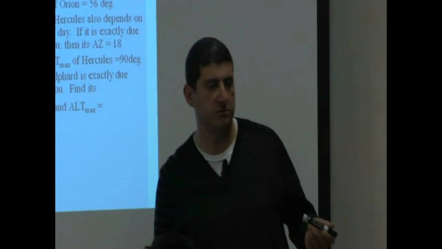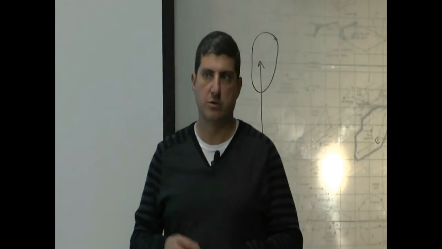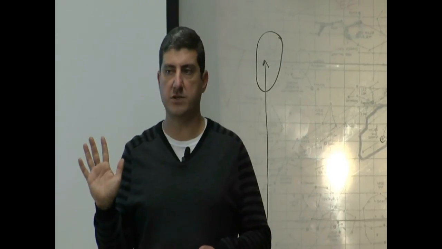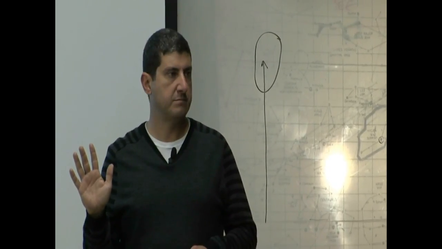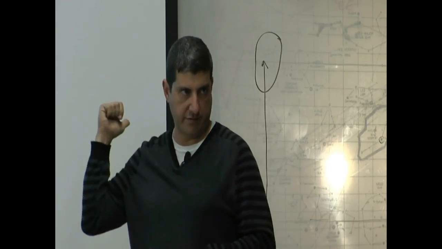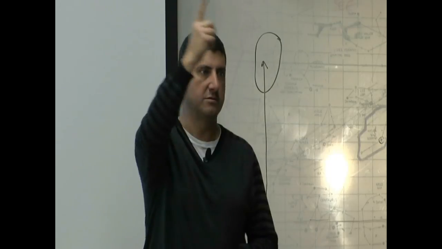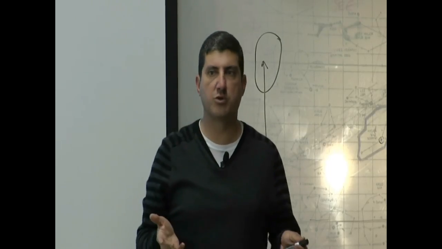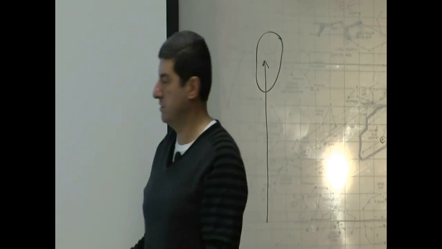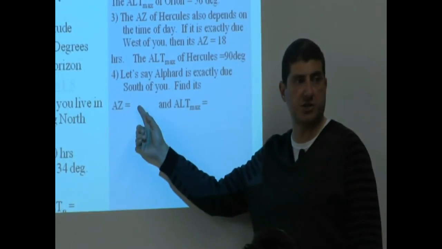South would be what? Always go from 0 to 24, no negatives. 0, 6, 12, 18, 24. A 12 hour azimuth means it's opposite of north. Okay? So 12 hours is the answer.